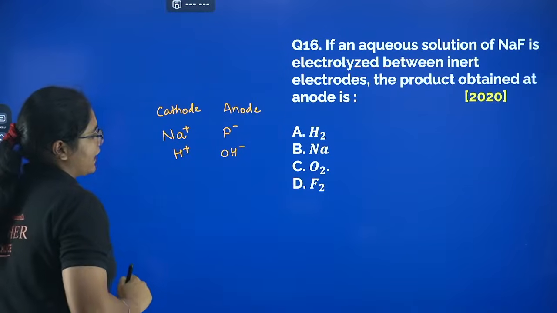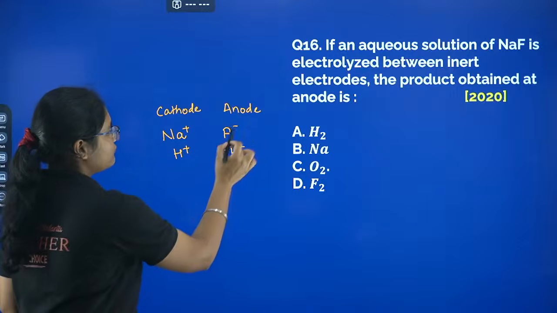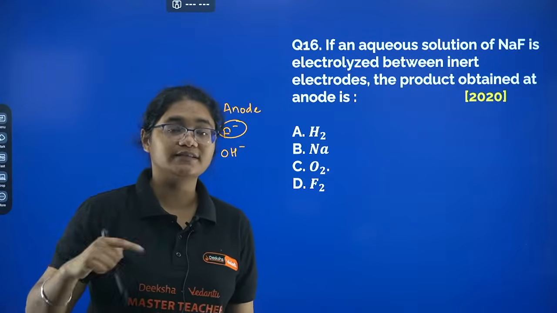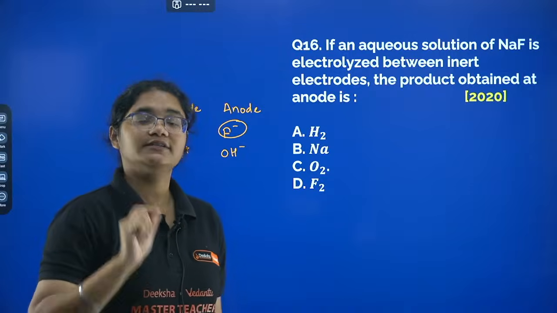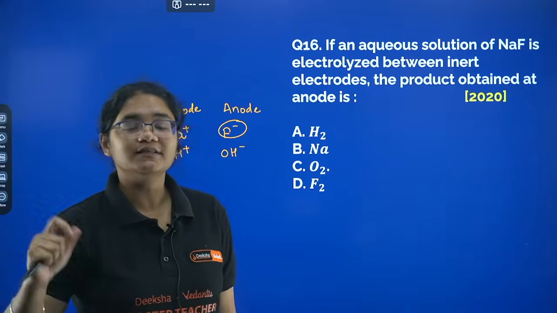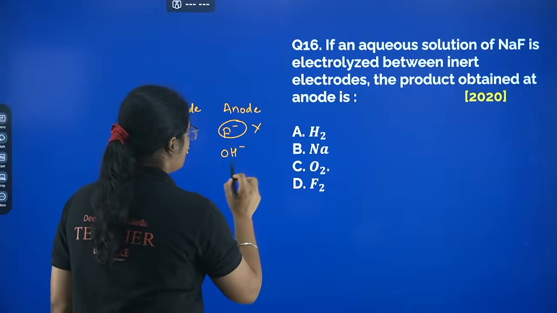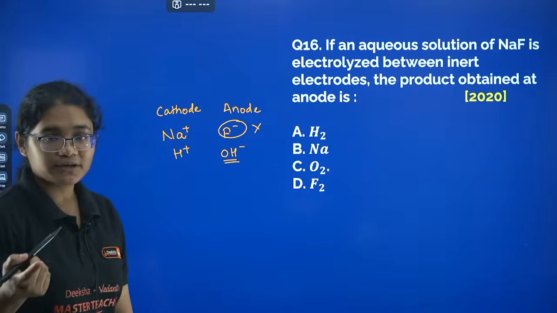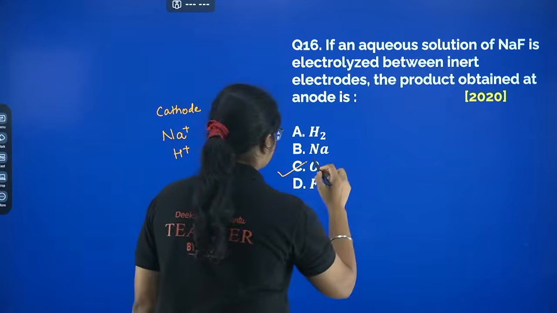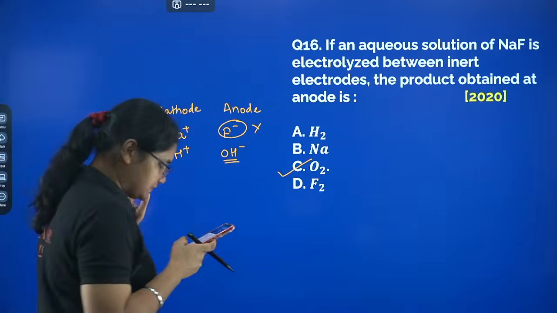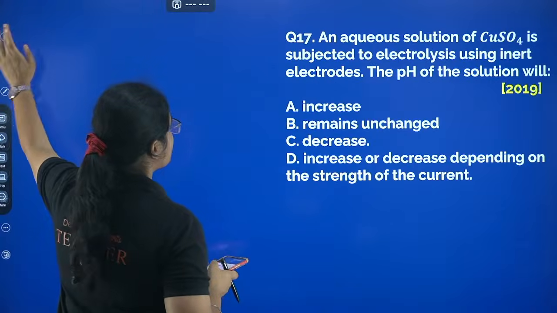Okay, so at the anode, now see, fluorine doesn't undergo oxidation. Fluorine always undergoes reduction, so fluorine is a very, very weak species to undergo oxidation. That is why fluorine will not undergo it. OH minus will undergo oxidation and O2 gas will be produced, which is your option number C here. Yes, 16, C is absolutely correct.